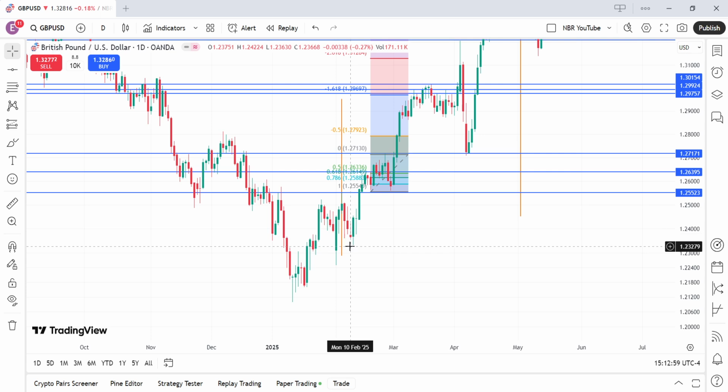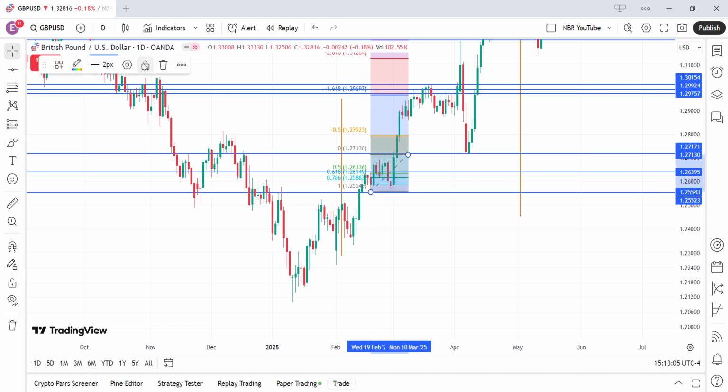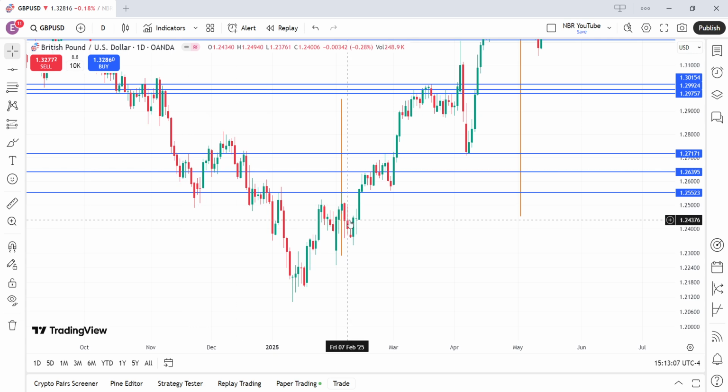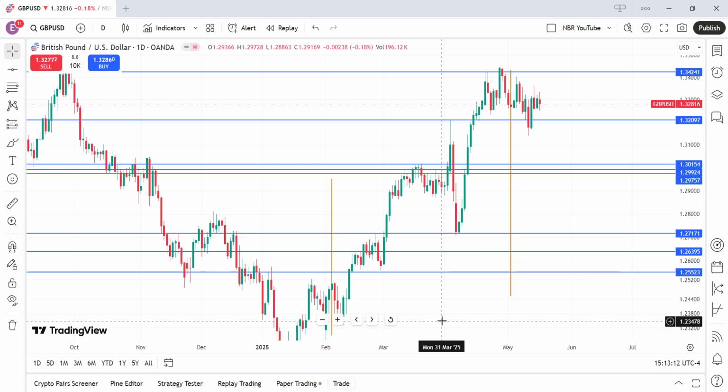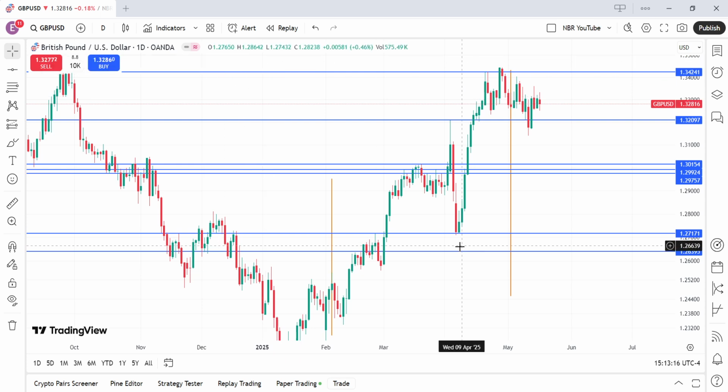I am bullish now. Why? Because it broke the previous swing high. And why would I be bearish, for example? I would be bearish because it broke the previous swing low. So now I will be removing these.